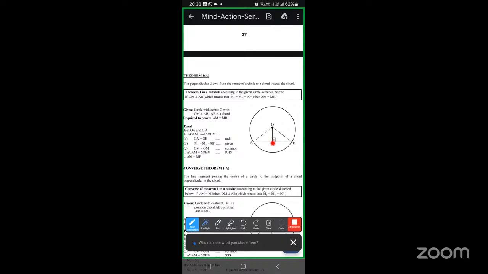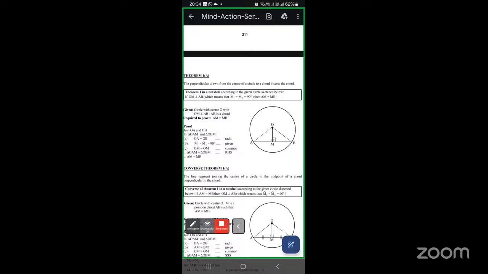If this is OM and it is perpendicular to AB, then that implies that these angles are 90 degrees. That implies that AM is equal to MB. That only applies if the line drawn from the center to this chord AB is perpendicular at the intersection. You can conclude by saying AM is equal to MB.